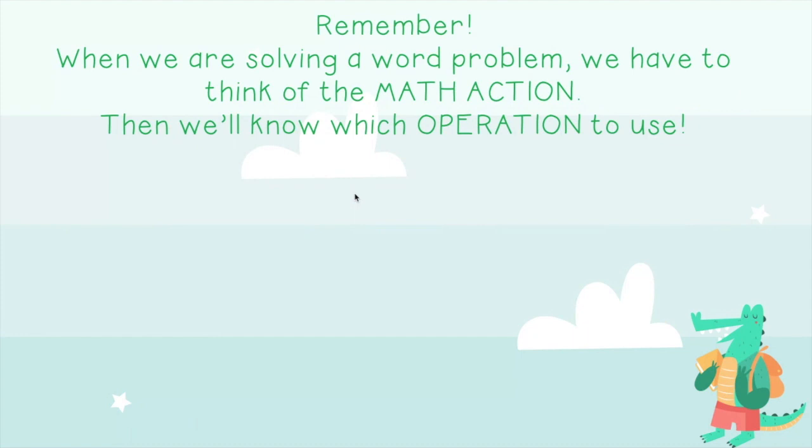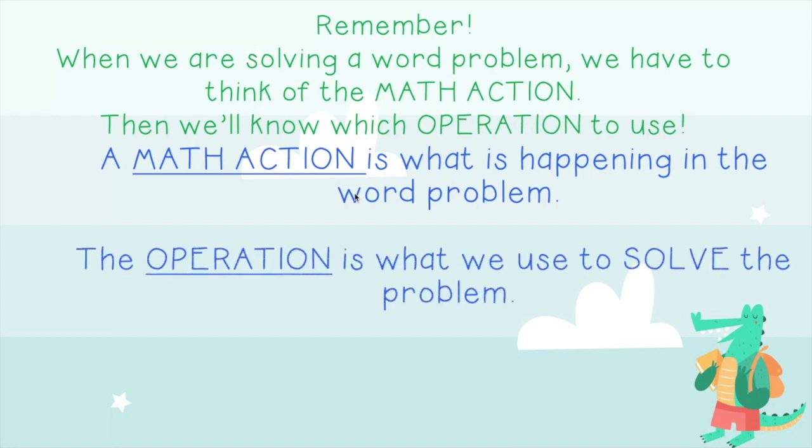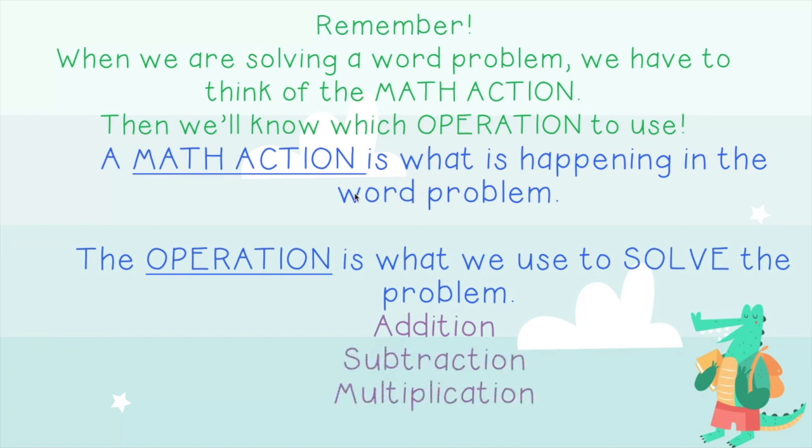So remember, when we are solving a word problem, we have to think of the math action, and then we'll know which operation to use. A math action is what is happening in the word problem. You really have to think about what it is telling you and what is happening, and that will help you decide which operation you need to use. The operation is what we use to solve the problem. The operations we've learned are addition, subtraction, and now we can add multiplication to that list.